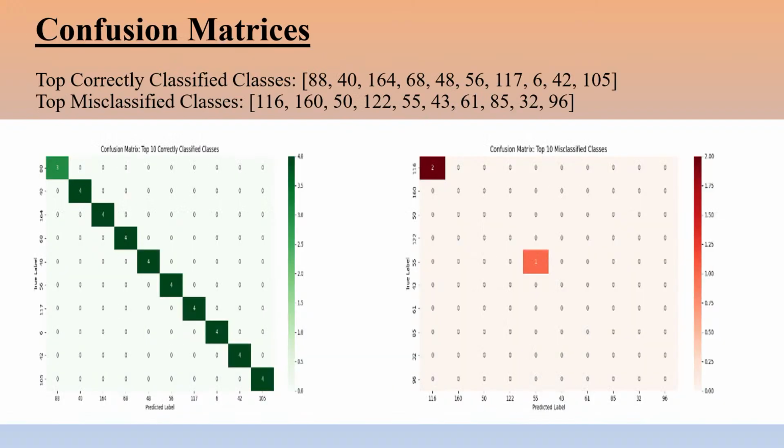In the confusion matrix I showed here the top 10 correctly classified and top 10 misclassified classes, and we can see the correctly classified classes are more, meaning our model is good.